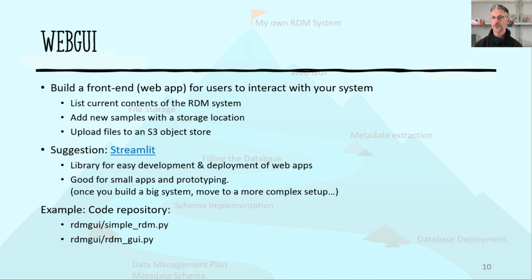My suggestion would be to use Streamlit and Python, and this is a library for easy app development and deployment of web apps. It's good for small apps and prototyping. If you're actually going to build your own system, you will probably need a more elaborate framework, but it's good to get started, and I've put some little demos there as well.